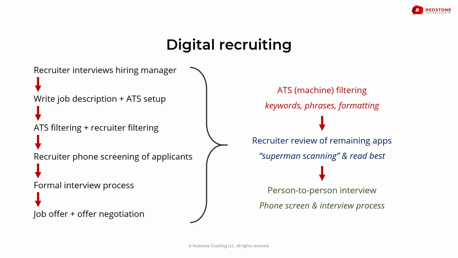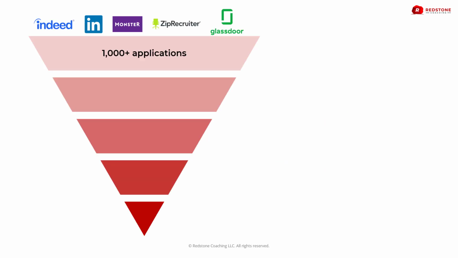I call that Superman scanning because they're probably only spending 6 to 10 seconds running through each one. Then they manually choose the best, or at least what they believe to be the best, and decide which X number of people they actually want to set up an initial phone screen with for 10 to 15 minutes, and then decide who to move through to a formal interview process. So that's what that looks like.